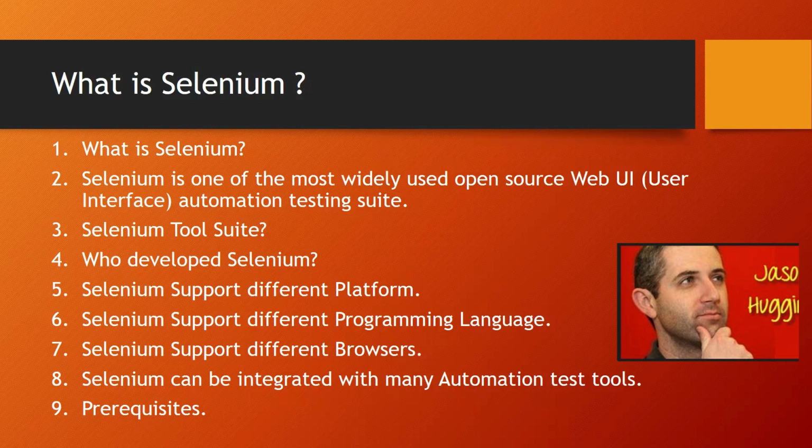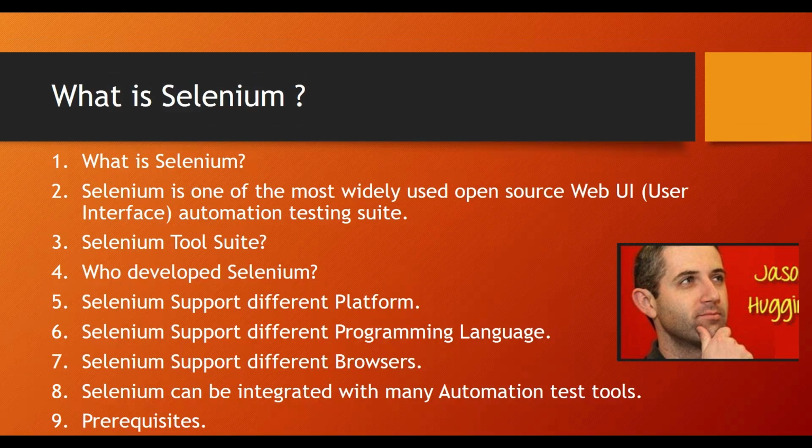Now the question is: who developed Selenium? Selenium was primarily developed by Jason Huggins in 2004. Jason Huggins was working as an engineer at ThoughtWorks. It is the name of a company. And as we have discussed, Selenium has many different tools, and the other tools were developed by different people.